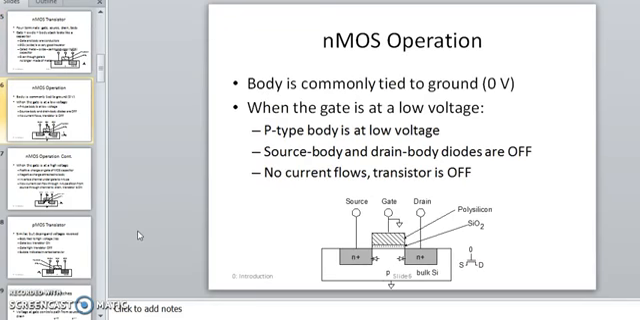Next is the operation of the NMOS transistor. For NMOS, the body is commonly tied to ground, that is 0 volts. When the gate is at low voltage, the P-type body is at low voltage, and the source-body and drain-body diodes are off. That means no current flows through the channel, that is, the transistor is in the off state.